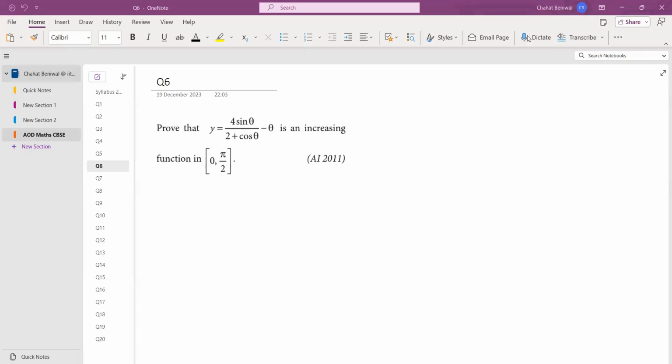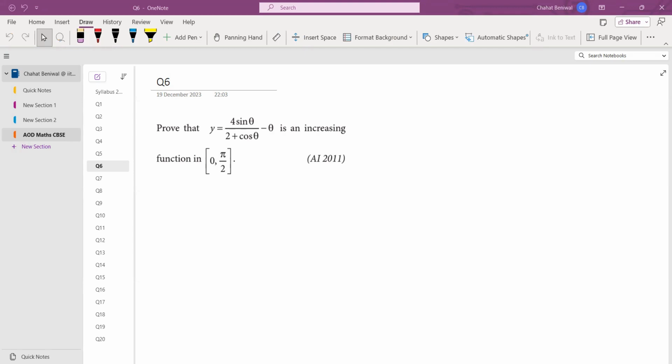So, next question we are having. We need to prove that this expression is an increasing function in the first quadrant. What is the condition for a function to be increasing in an interval? That means the derivative of the function must be greater than 0. So let us find dy by d theta, since the other parameter is theta on the right hand side.